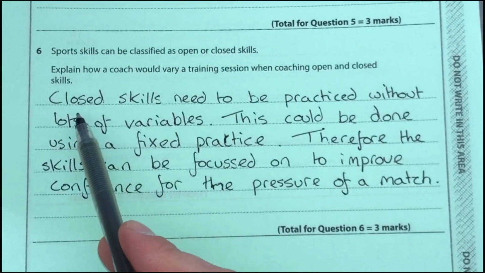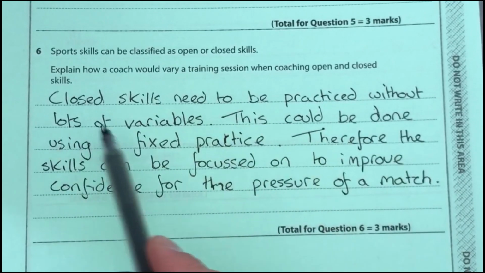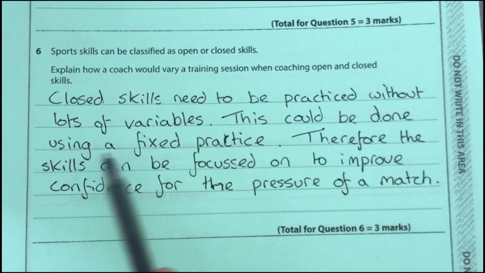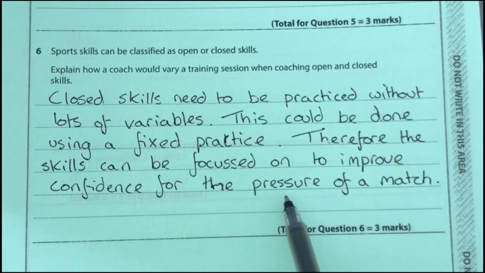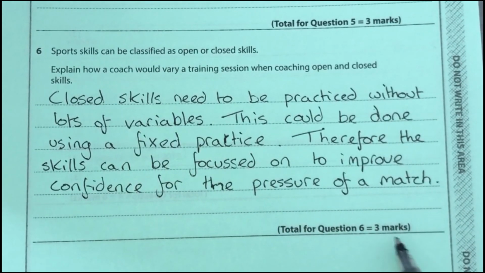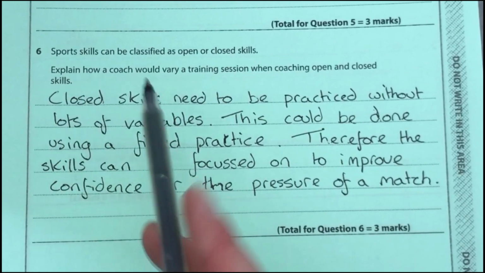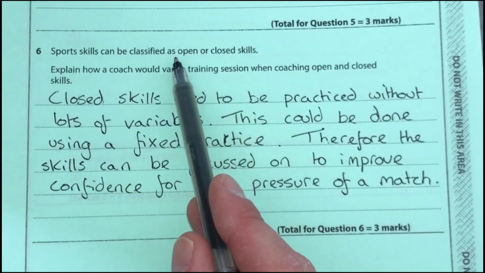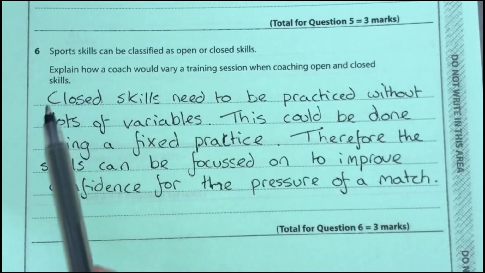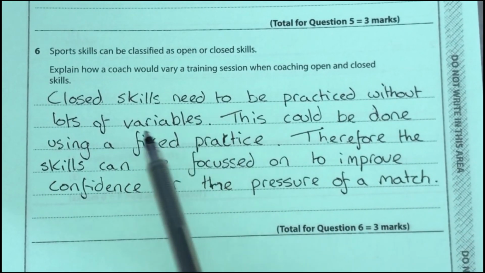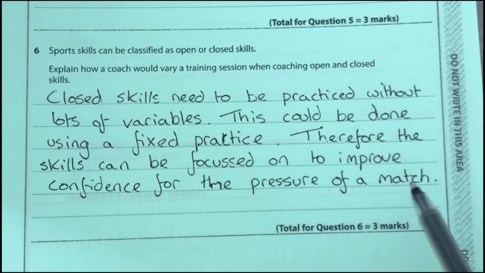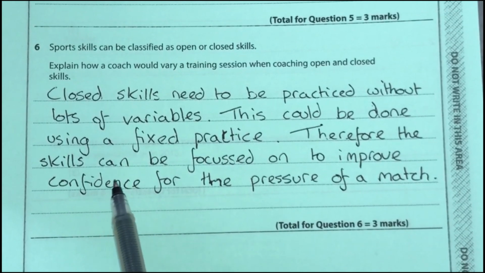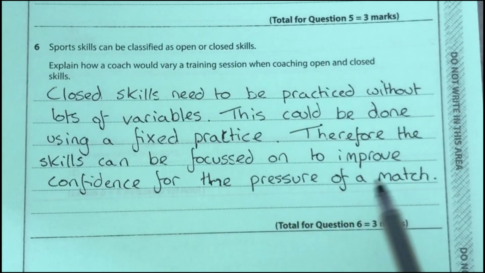Okay, so we make a point. Closed skills need to be practiced without lots of variables. This could be done using a fixed practice. Therefore, the skills can be focused on to improve the confidence for the pressure of a match. So here we have point, explain, and benefit. So 3 marks. We could have answered this question in the opposite way by talking about open skills and still equally got the marks. So we could have said that open skills need to be practiced with lots of variables. This could be done using a variable practice, and therefore they can practice with the changing variables that they would expect to find in their match.